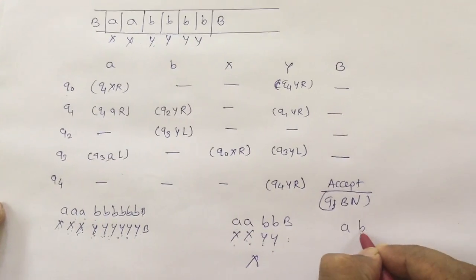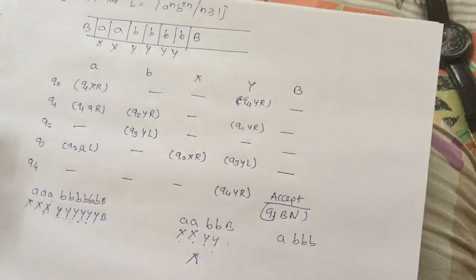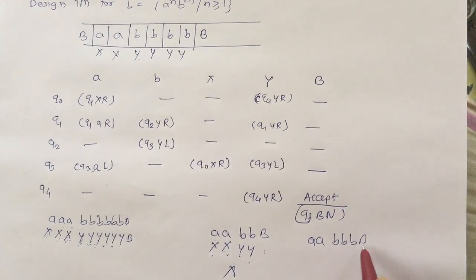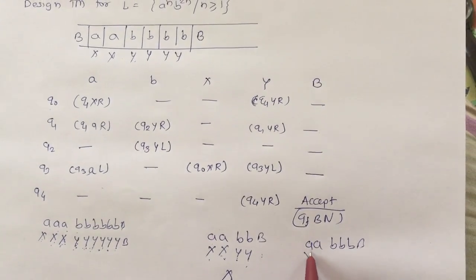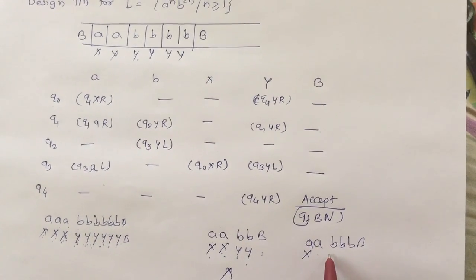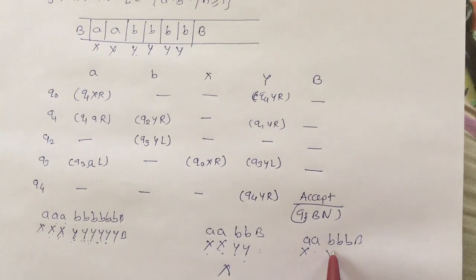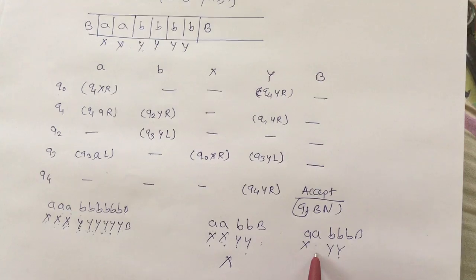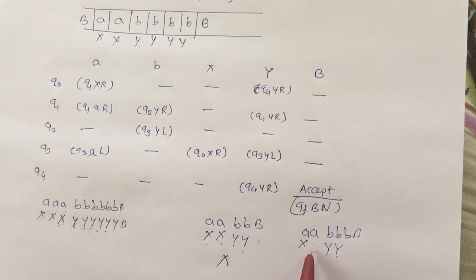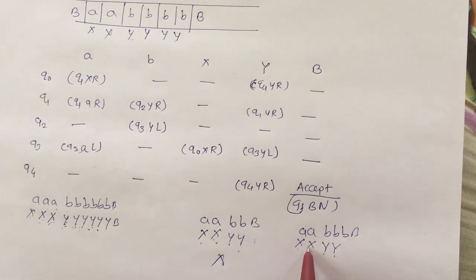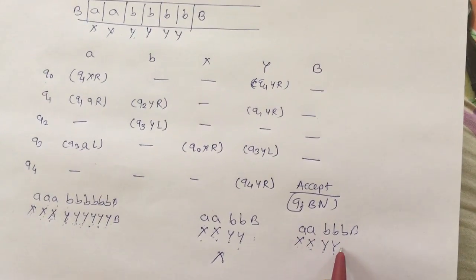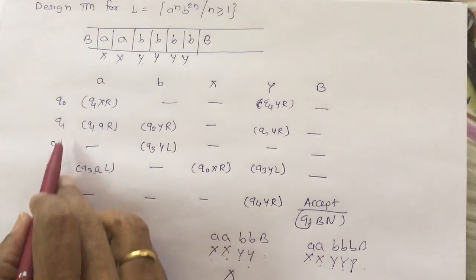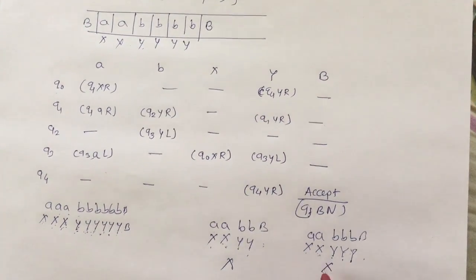So let us take another wrong string, A, B, B, B, again ending with a blank. Q0 A, Q1 X R, Q1 A R, Q1 B would be Q2 Y R, Q2 B, Q3 Y L, Q3 Y L, Q3 A L, Q3 X, Q0 X R, Q0 A, Q1 X R, Q1 Y R, Q1 Y R, Q1 B, Q2 Y R, Q2 blank. We don't have any entry, so again this is not accepted.